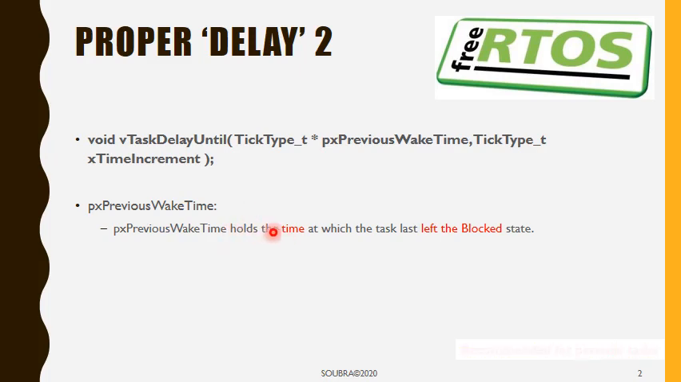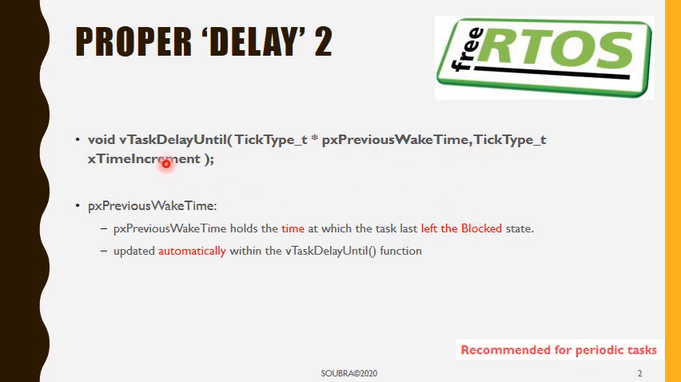So this is the time at which the task has left the block state, the last time that the task has left the block state. So you can see it as a timestamp. When did the task last leave the block state? And you can guess that the second attribute is definitely the time that we want our task to be delayed.